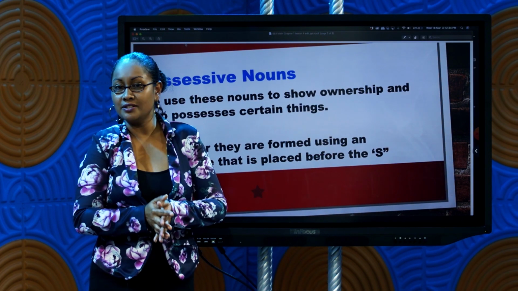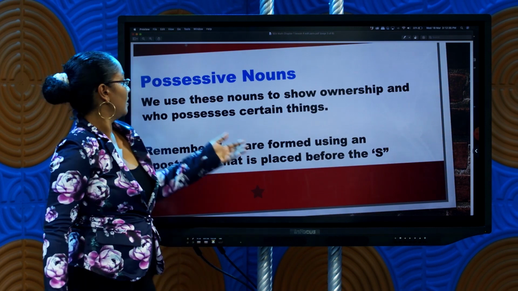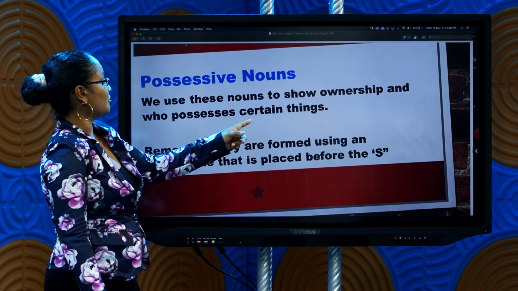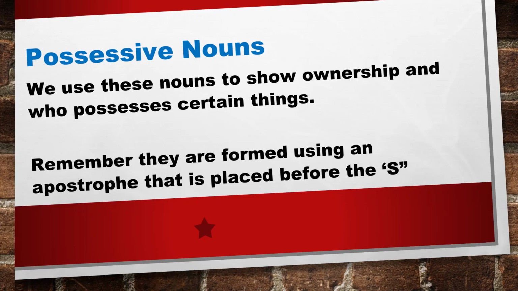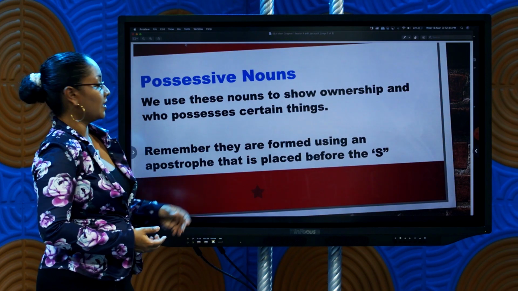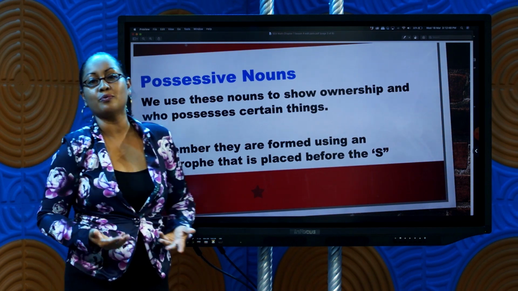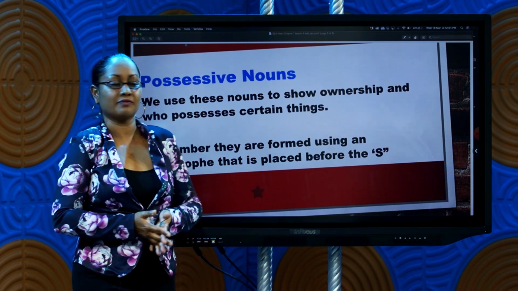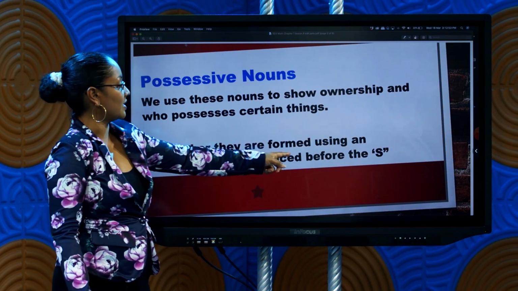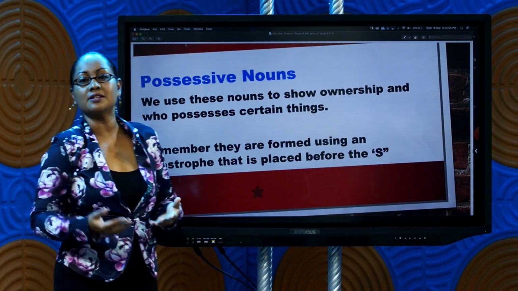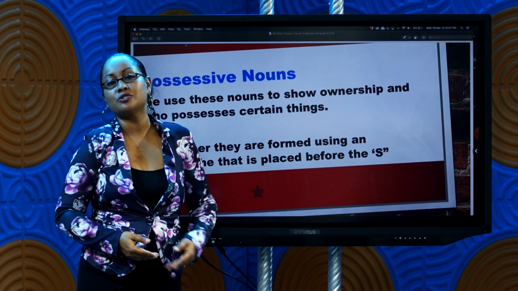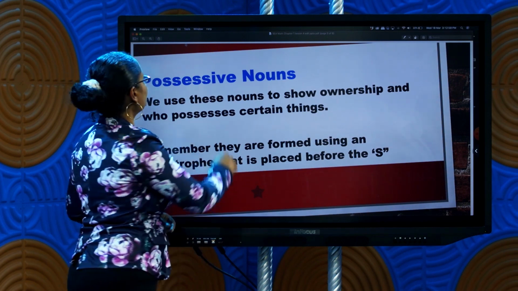As you would have learned in our video tutorial, possessive nouns are used to show ownership and who possesses certain things. Remember, they are always formed using an apostrophe S. There is no other way that you can show possessive nouns other than using that apostrophe S. So let's see now how you apply this to your SEA exam papers.